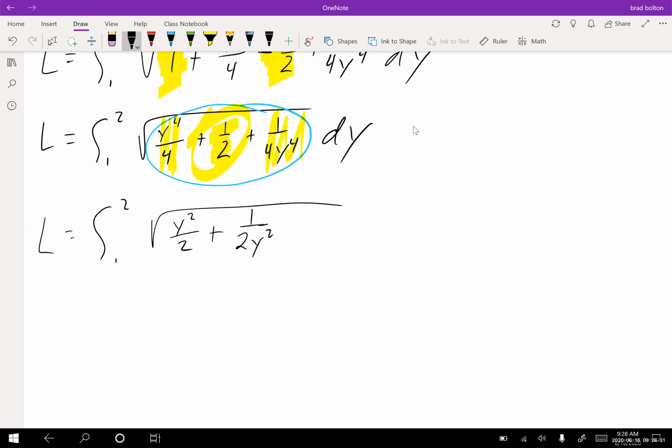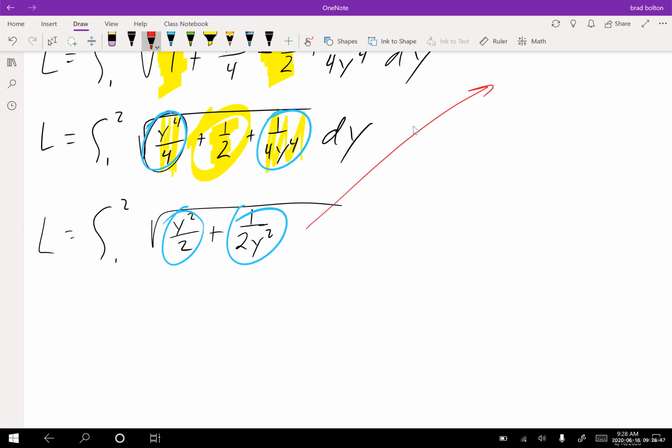So all I did, just to reiterate, was I square rooted this. I square rooted that and I square rooted that. Okay, and that's where this and this came from. Now what I'm going to do is a little scratch work over here to make sure that this is in fact the factors. y squared over 2 plus 1 over 2y squared.